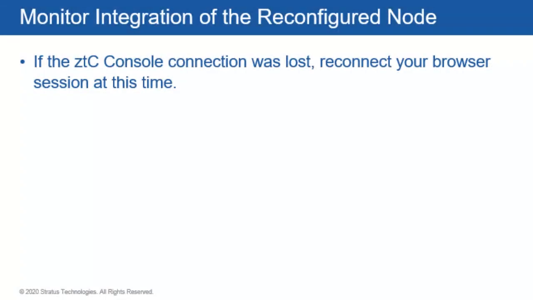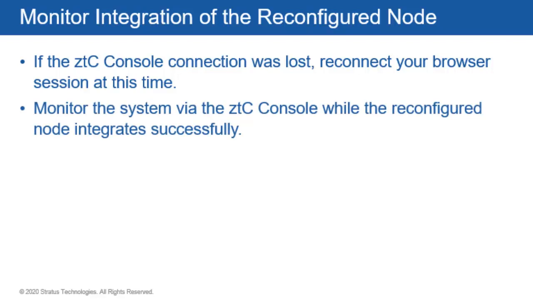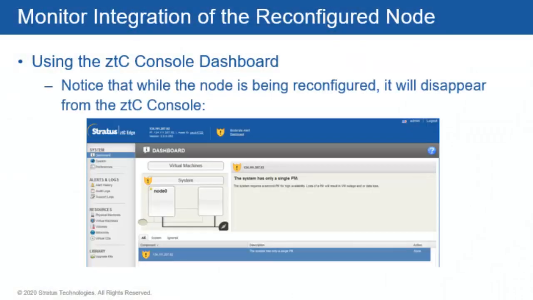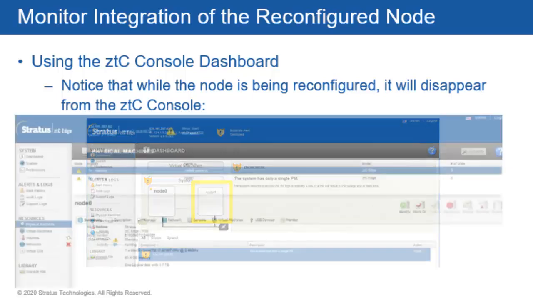If the ztC console connection was lost, reconnect your browser session at this time. Monitor the system via the ztC console while a reconfigured node integrates successfully. Using the ztC console dashboard, notice that while the node is being reconfigured, it will disappear from the ztC console. This is expected. Node 1 will return approximately 30 minutes later and begin to synchronize volume data. When the node first returns, you may briefly see network errors indicated. This is normal, and after a few minutes the physical machines page will look like the following.